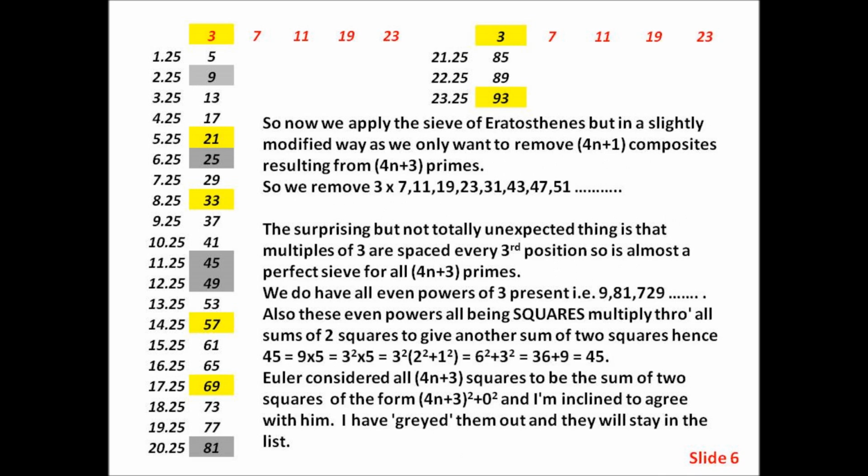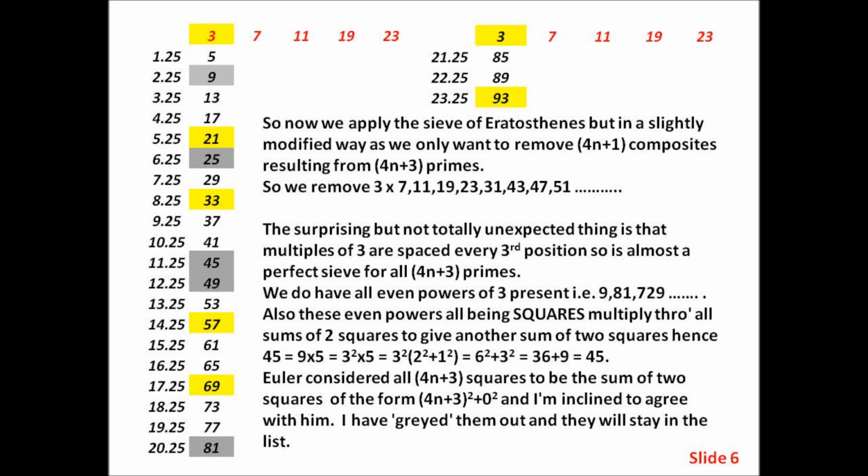So now we apply the sieve of Eratosthenes, but in a slightly modified way, as we only want to remove 4n plus 1 composites resulting from 4n plus 3 primes. So we remove 3 times 7, 11, 19, 23, 31, 43, 47, 51, and so on. The surprising but not totally unexpected thing is that multiples of 3 are spaced every third position, so it is almost a perfect sieve for all 4n plus 3 primes.